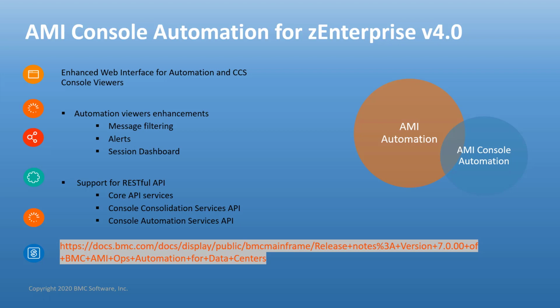Enhanced web interface for the automation and CCS console viewers. Automated viewers enhancement for message filtering, alerts that you might want to use, and session dashboards, very helpful. Support for the RESTful API, the core API services, console consolidation services API, and console automation services API. All these and more can be found in the planning and installation guide, so please download that from your EPD site, as well as go to docs.bmc.com for your latest information on release notes.